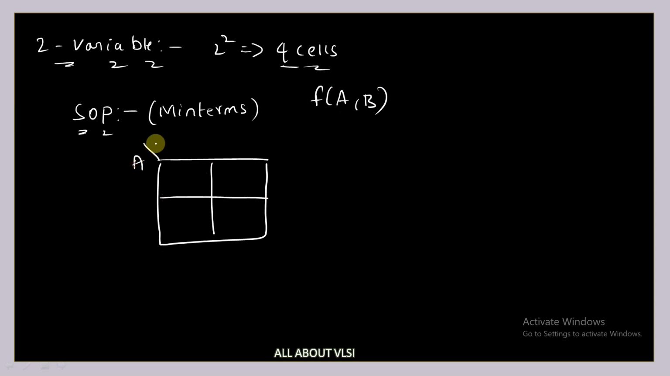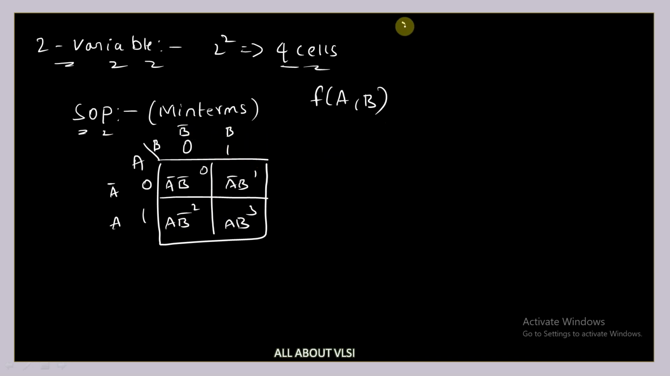You can write a here and b here, or vice versa. And here you can write 0 1 0 1, or else you can write b bar and b, a bar and a. Any representation we can use here. And this is 0 1 2 3. This is a bar b bar, this is a bar b, this is a b bar, and this is ab. So this is the K-map for your SOP, that is, your minterms.